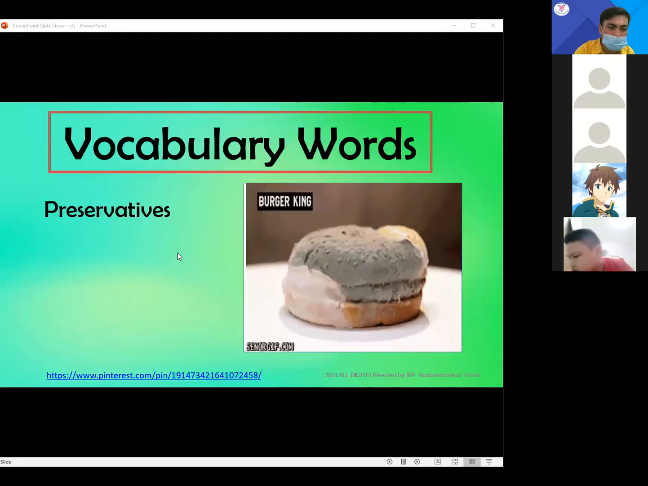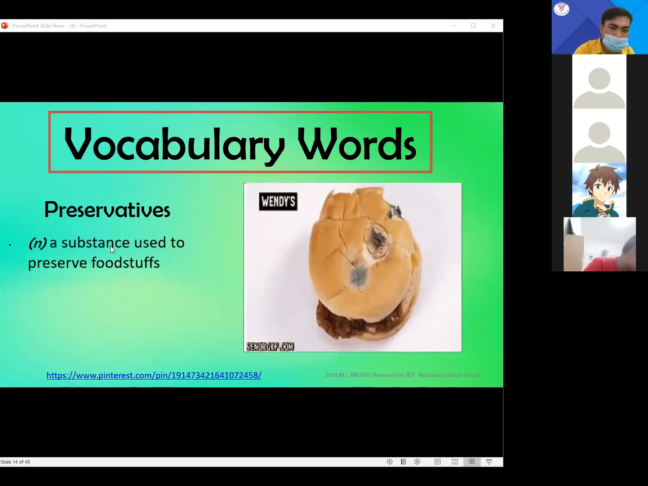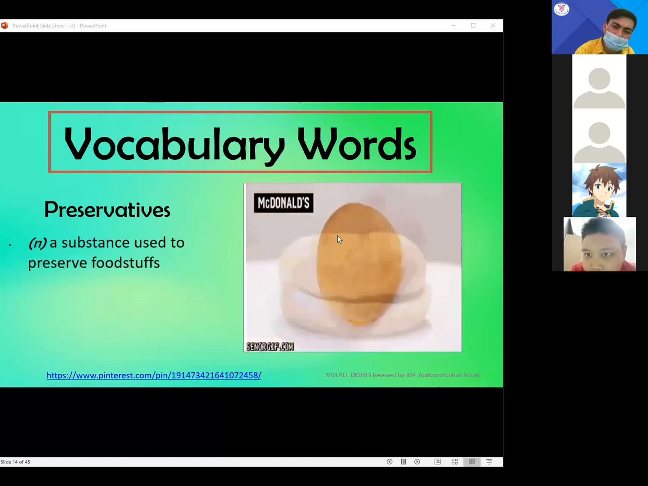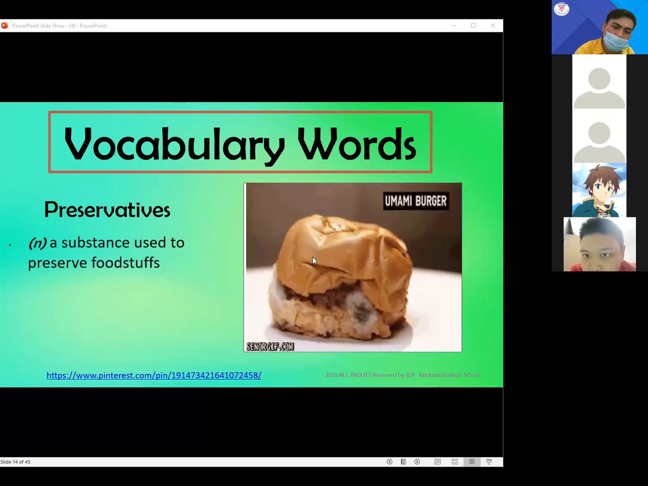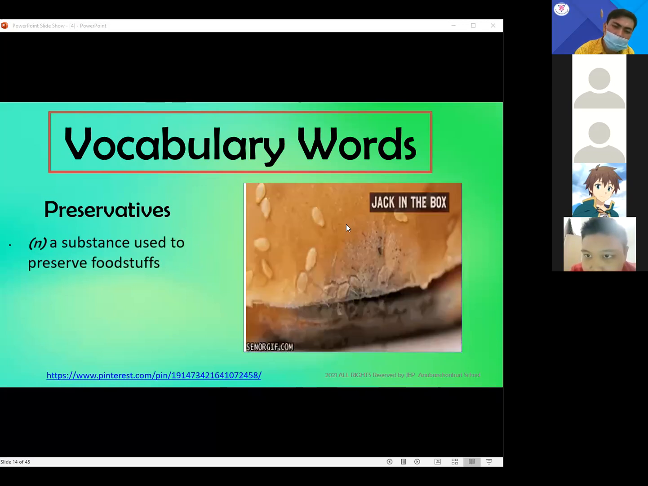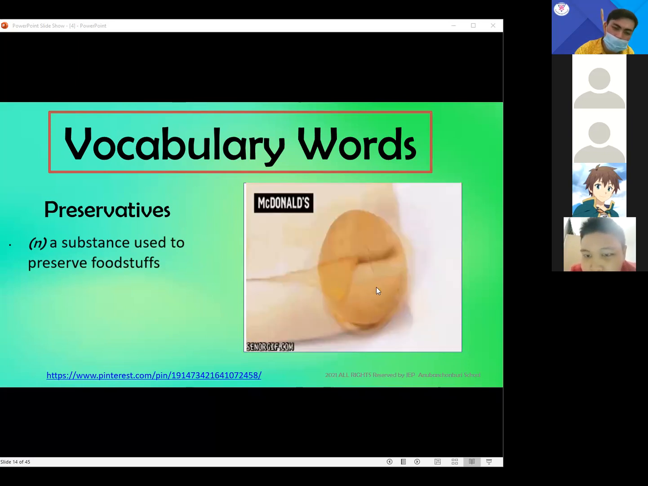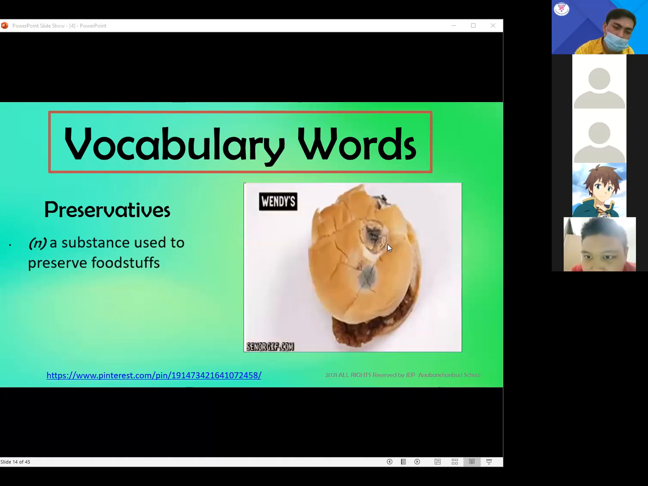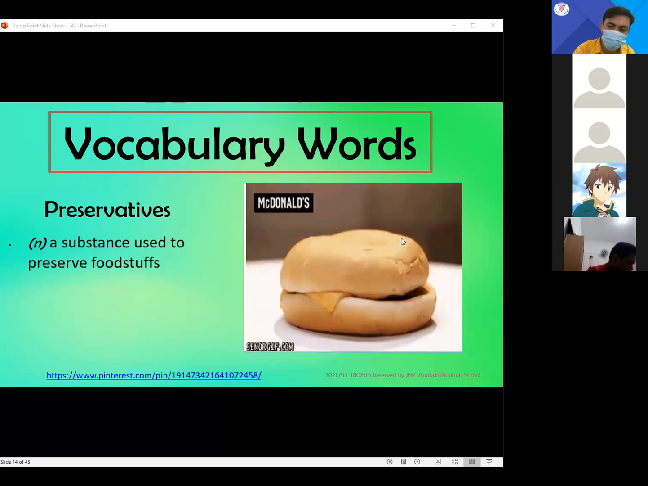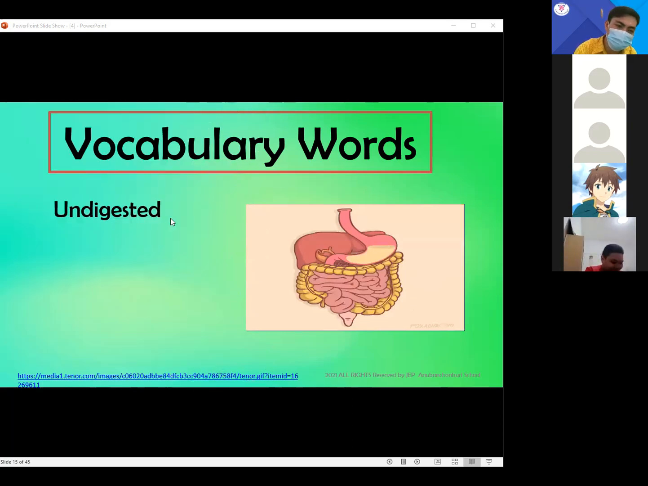Next is preservatives. A preservative is a substance that is used to preserve foodstuffs. Like this burger from McDonald's. If there are no preservatives, the molds or the fungi will live there. And in a long period of time, this food will be rotten and you are not able to eat it anymore. That's why we use preservatives not only for bread, but also in dried fish, dried fruits, and a lot of food that we are consuming. Next, undigested. The meaning of undigested is very simple. Not digested.